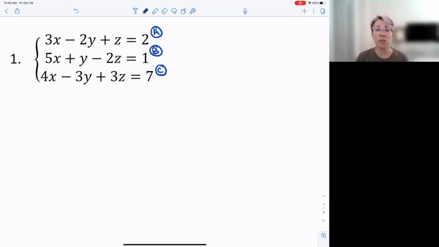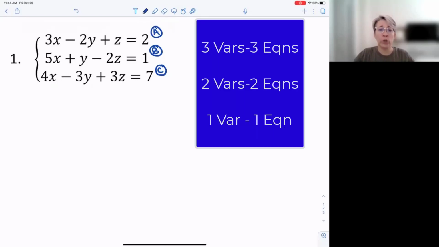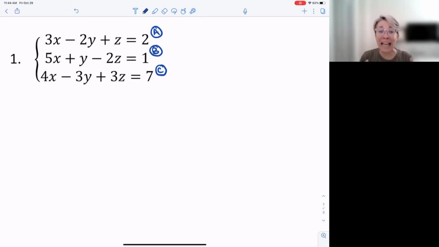Now we're still going to use substitution or elimination methods like we've learned before. It's just that we can only work with 2 equations at a time. So here's our goal. We're going to reduce it from 3 variables and 3 equations, down to 2 variables and 2 equations, down to 1 variable and 1 equation. Let's first get it down to 2 equations with 2 variables. Let's pick any 2 equations and get rid of one of our variables. To get rid of the y, we can choose A and B.